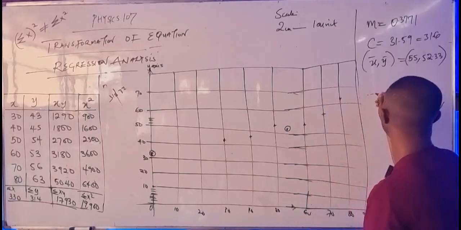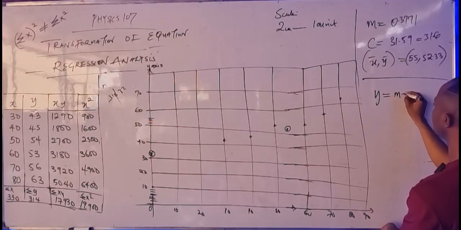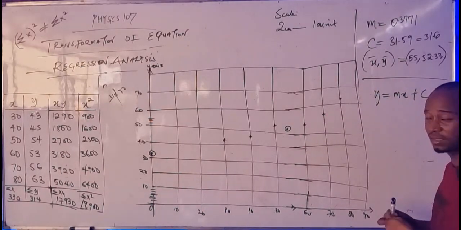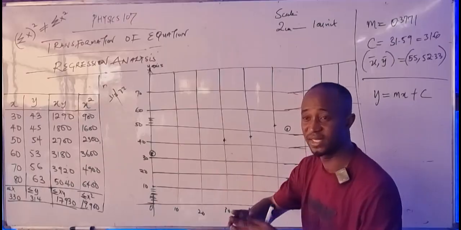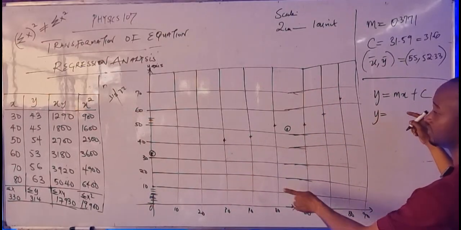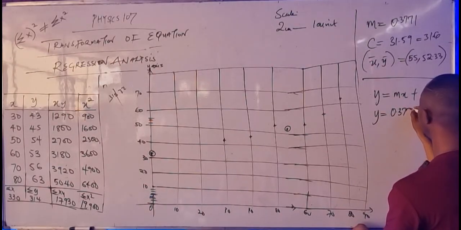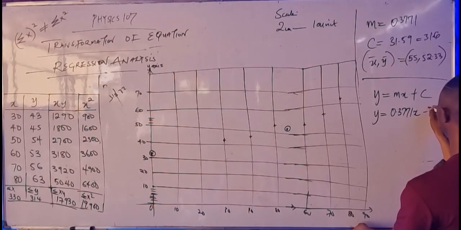Let me show you something. Look at this. What we see is the general form of a linear graph: y equals mx plus c. Are you there? This graph has an equation. Let's find the equation of this graph. The equation is y equals what? What's the m? Take your... 0.3771x, Abi, plus what? What's the c there?